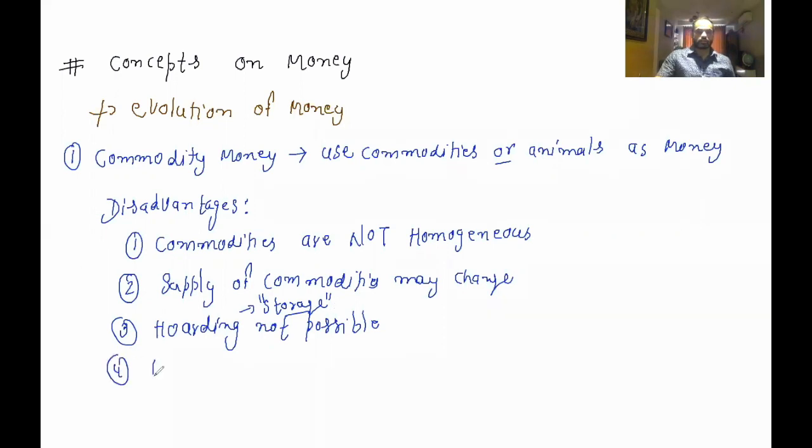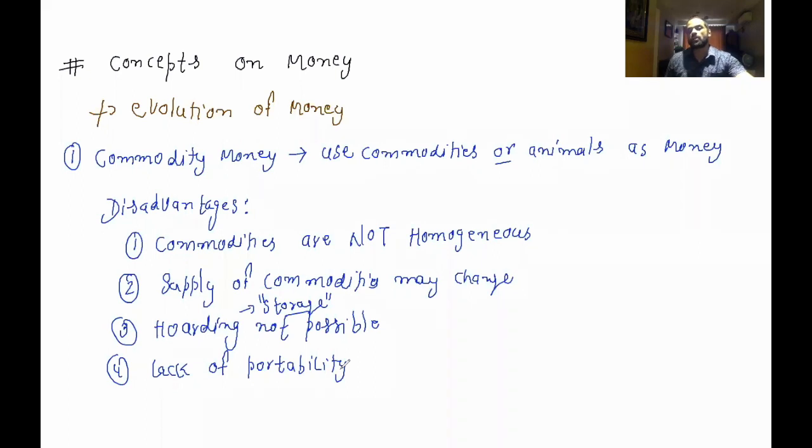Number 4 is a lack of portability. Lack of portability means it's not easily movable. As I gave the example before, carrying $1,000 worth or 1,000 kilos of rice is so hard. In fact, it's impossible for one person, if you take the example of an average person. So these are the problems we used to have with commodity money.